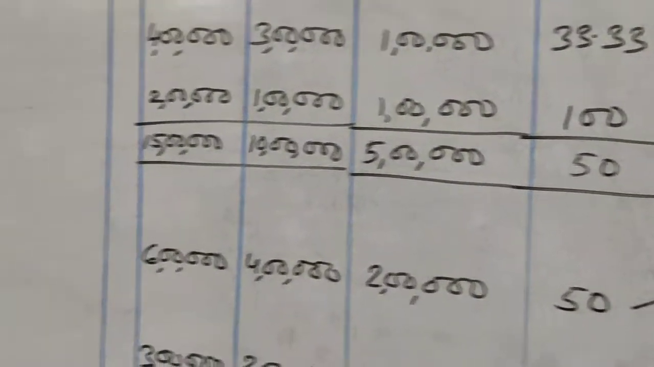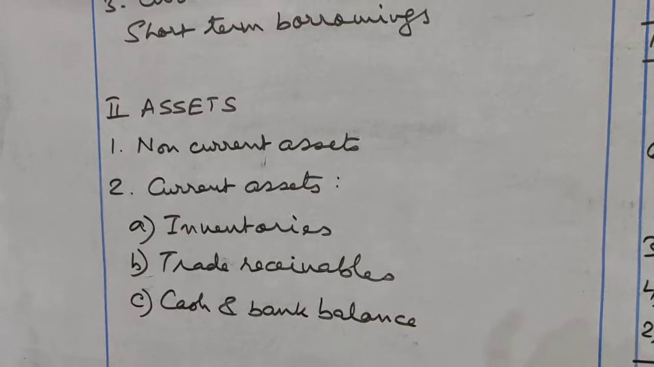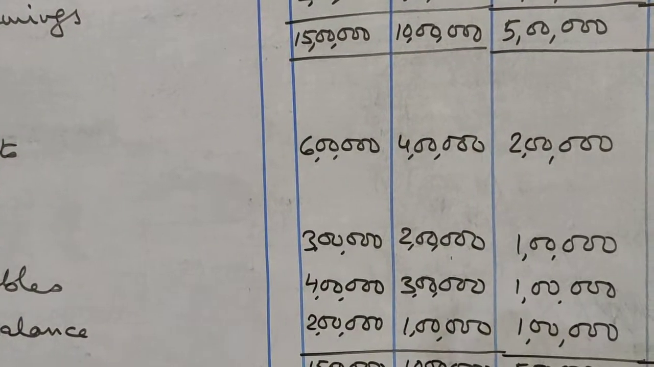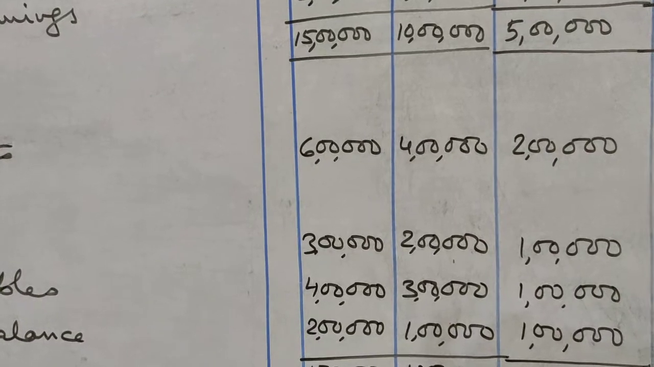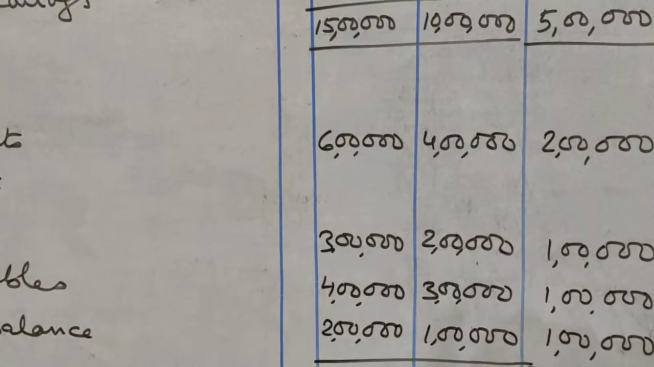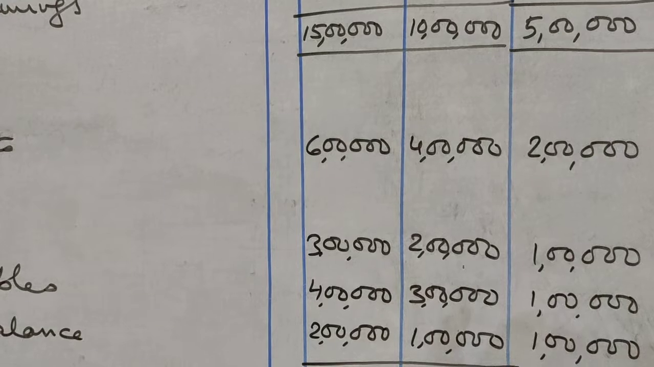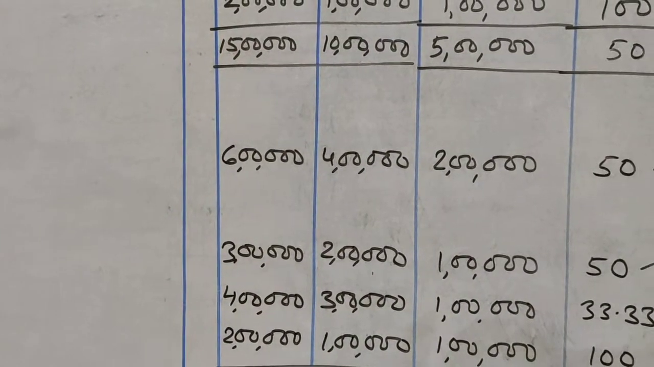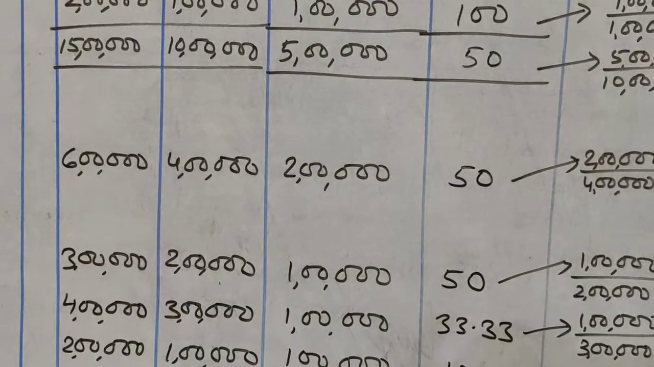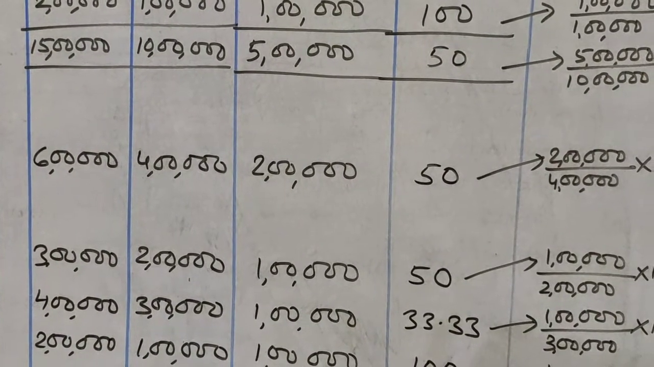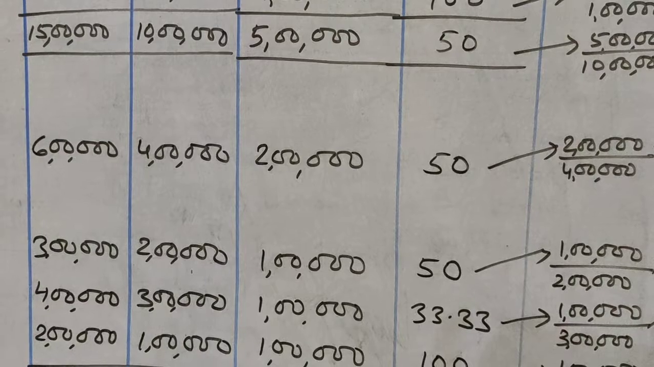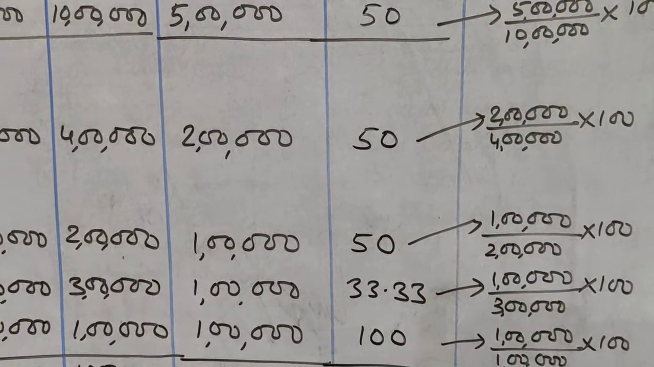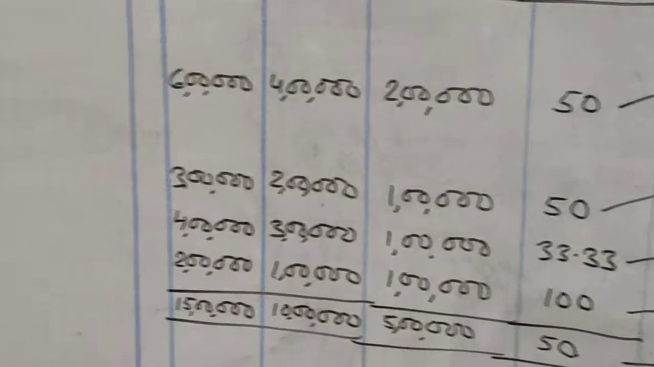Okay. Then we come to the asset side. In the assets, first we have non-current assets. Previous year's value was 4 lakh and present year's value is 6 lakh. So what is the absolute increase? 6 lakh minus 4 lakh, that is 2 lakh. So what is the percentage increase? 2 lakh divided by 4 lakh, that is previous year's value, into 100. That comes to 50%. So I have written 50.